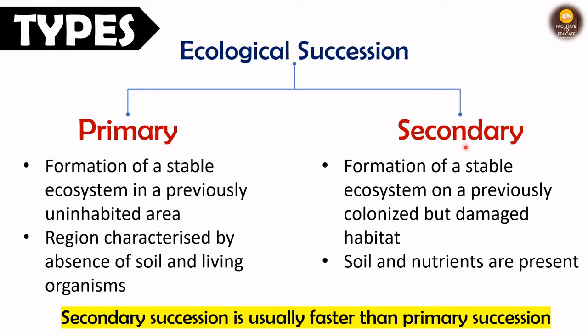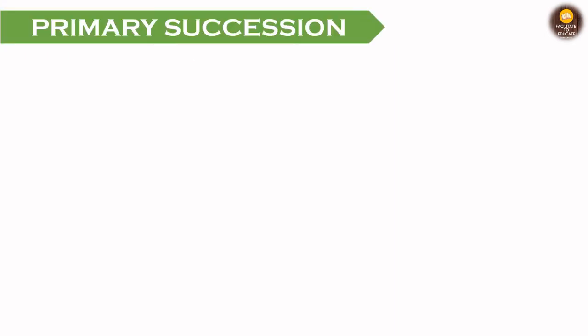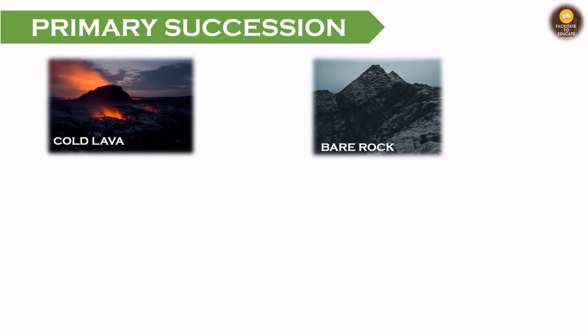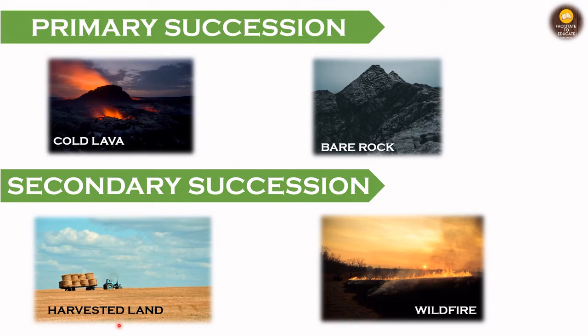So it will be faster than primary succession. Now, the examples of primary succession: first is cold lava. If there is a volcanic eruption in an area and the lava has cooled down, the communities that will come and reside there, and the succession that will happen there, will be known as primary succession. Also, if there is a bare rock.